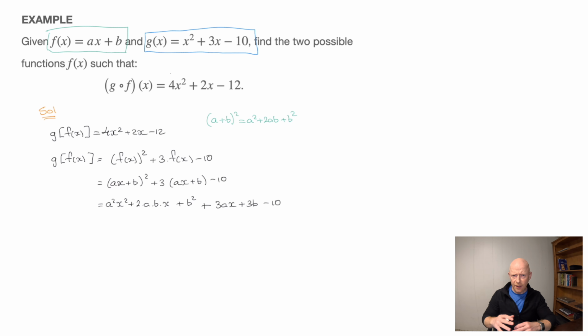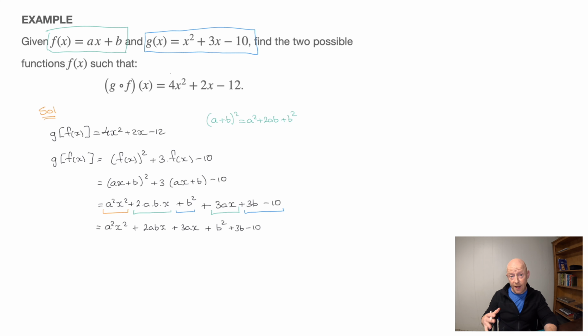Okay, now that I've expanded everything, the idea here is to gather like terms. I can see that I only have one x squared term, so that's a squared x squared. And I can see that we have two terms involving just x, there they are. And so I can now say that's plus 2ab times x plus 3ax. And last but not least, we have all these constant terms here, in other words, the terms that don't involve x. We'll just write those at the end here, plus b squared plus 3b minus 10.